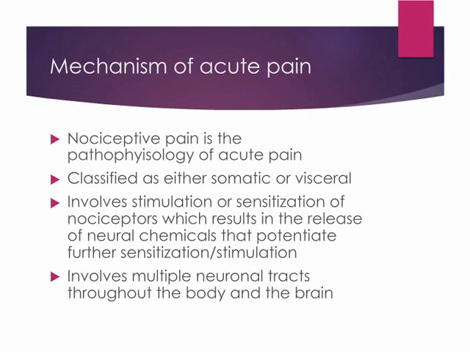The mechanism of acute pain is that it is a nociceptive pain. Nociception in pain is a combination of true chemical conduction of pain and then the sensations and perception of the chemical stimulation that occurs. It's classified as either somatic or visceral, and it involves stimulation or sensitization of the nociceptors, which results in the release of neurochemicals that potentiate further sensitization or stimulation. Nociceptive pain involves multiple neuronal tracts throughout the body and the brain.